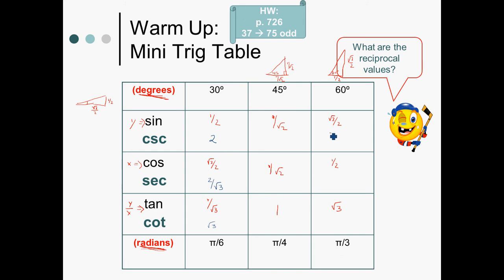So of course over here we just have the complementary 2 over root 3, 2, and 1 over root 3. The tangent of pi over 3 is 1 over root 3. The secant of 60 degrees is 2. And then for cosecant, there we go.